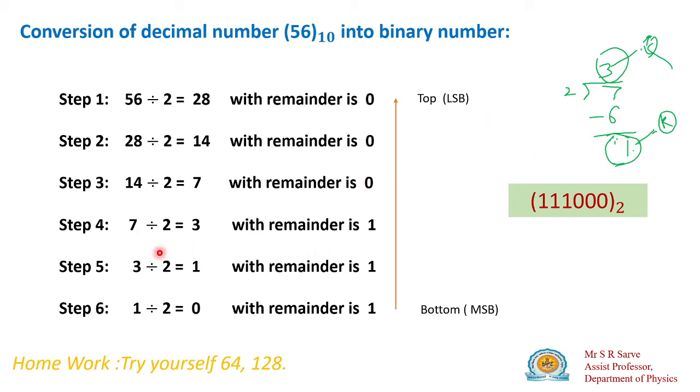Similarly, the same process you have to do. Now this 3 is to be divided by 2. Here 7 will be replaced with 3. 3 divided by 2 means the quotient will be 1, and the remainder will be 1. Then again 1 divided by 2. If you divide 1 by 2, we get quotient 0 and remainder 1. So now your process is over because we get the quotient 0.